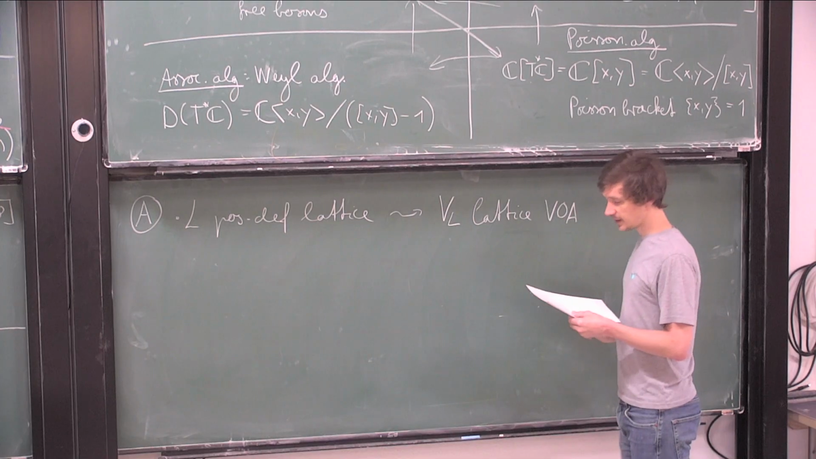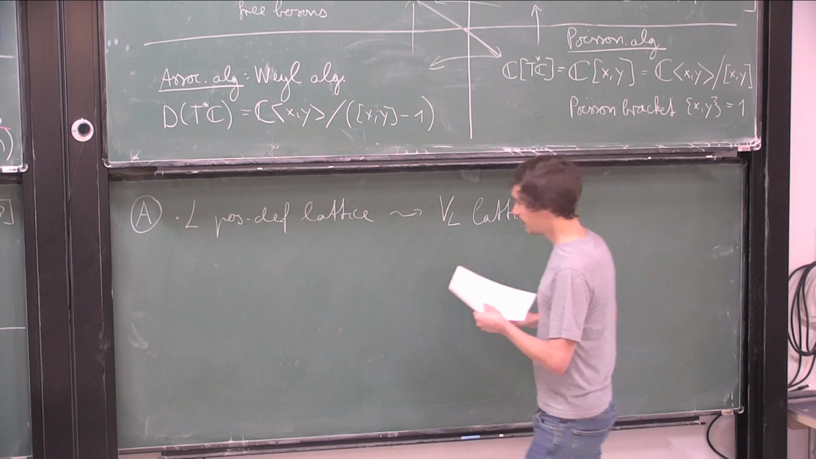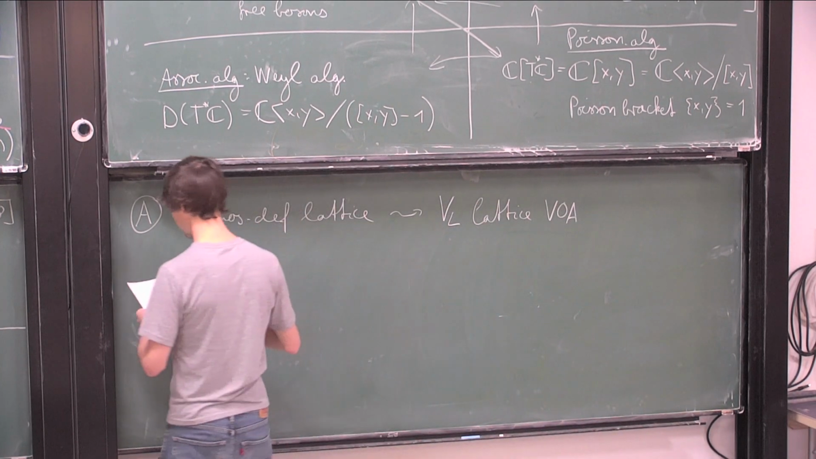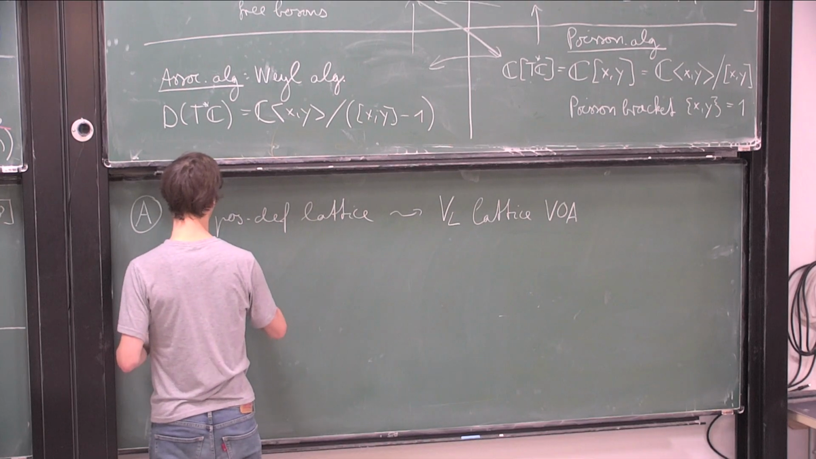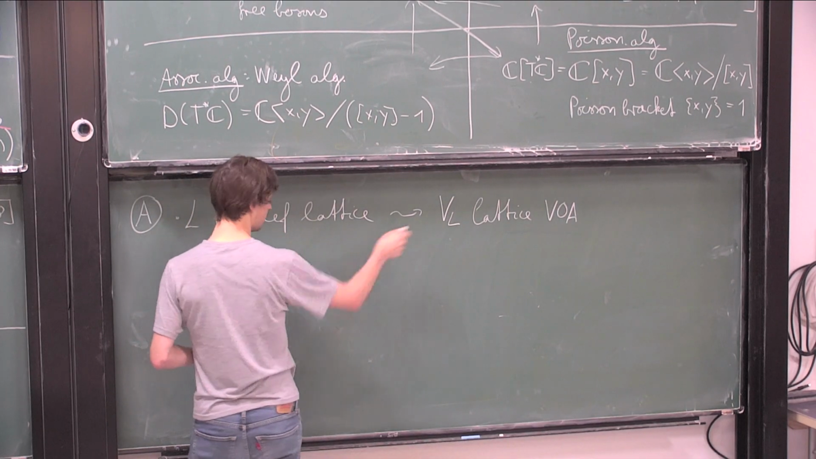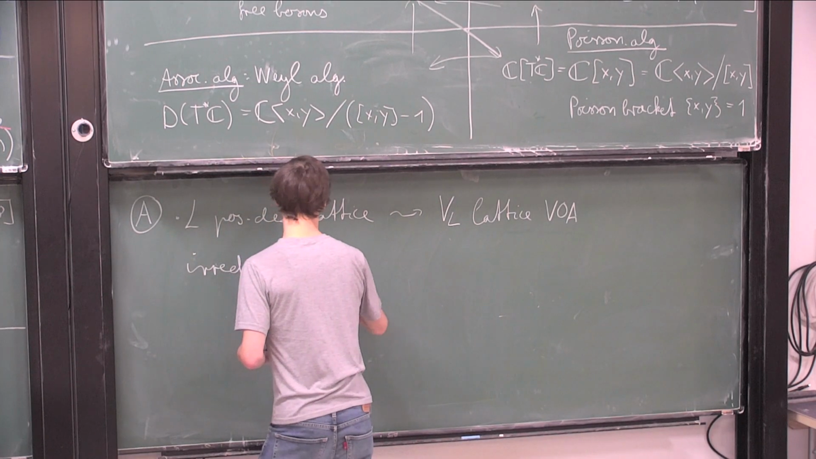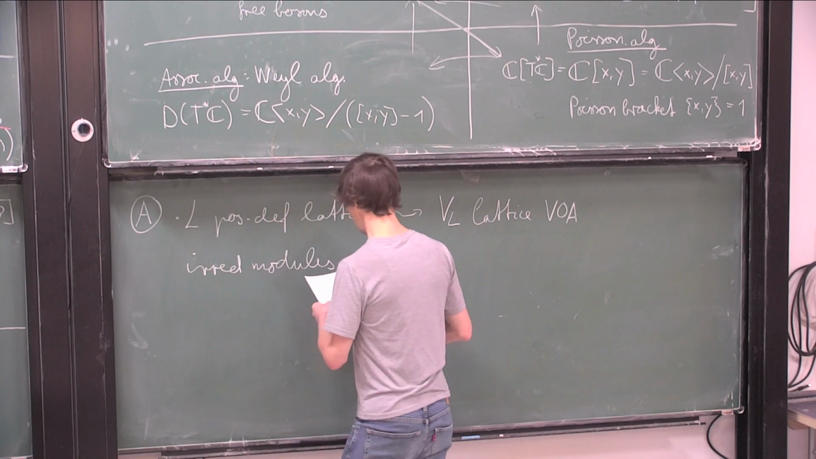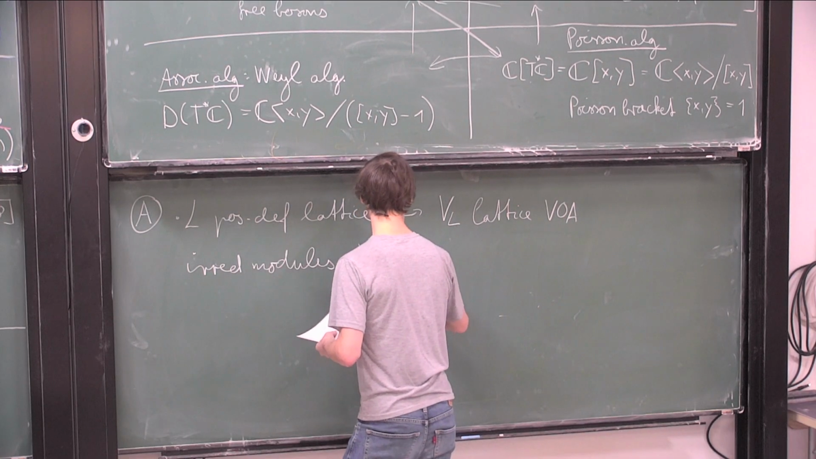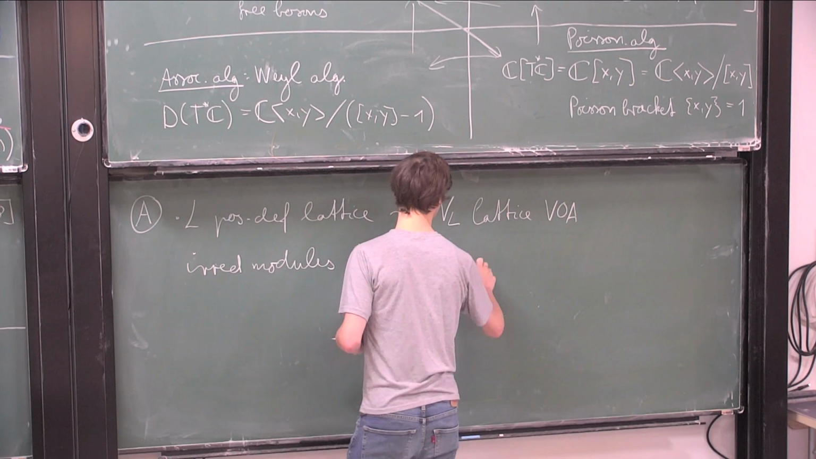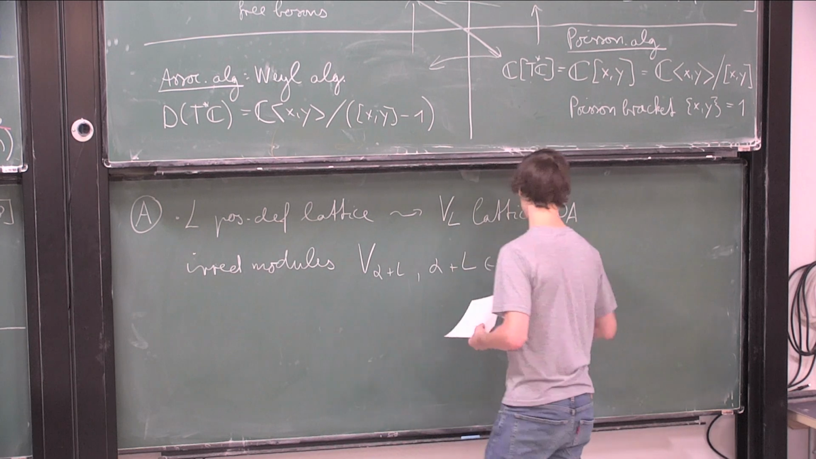and here the characters. So what are the representations? So we have the irreducible modules, which are indexed by the discriminant group associated with this lattice. So they're of the form V_{α+L}, where α+L is in L' modulo L.